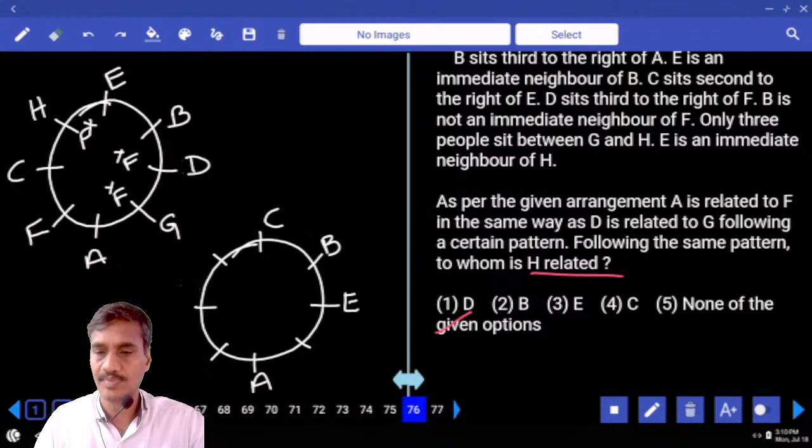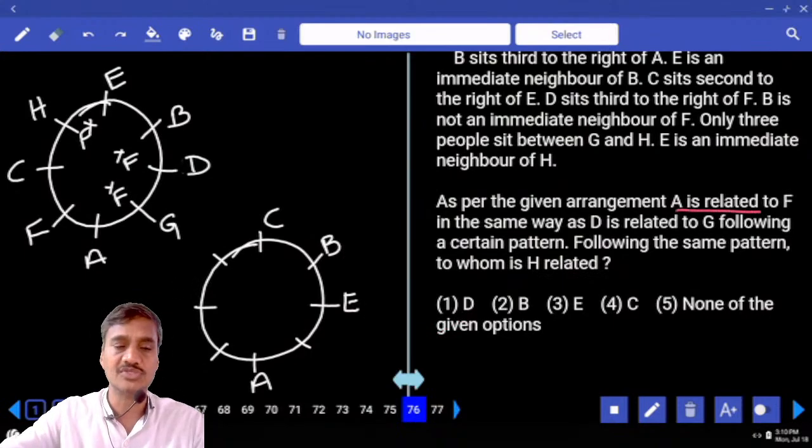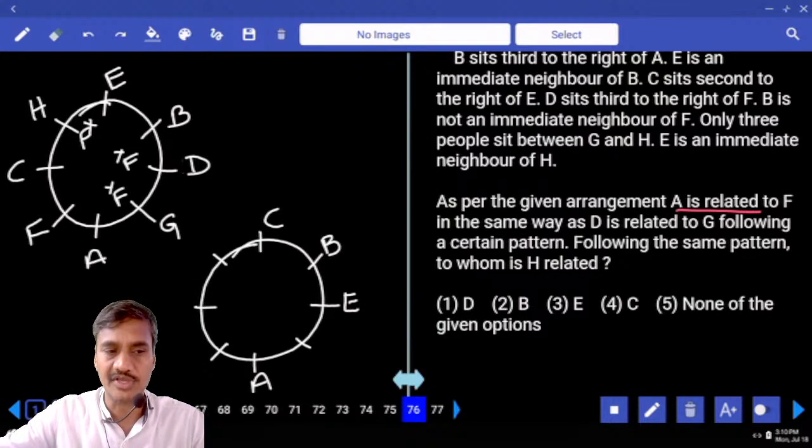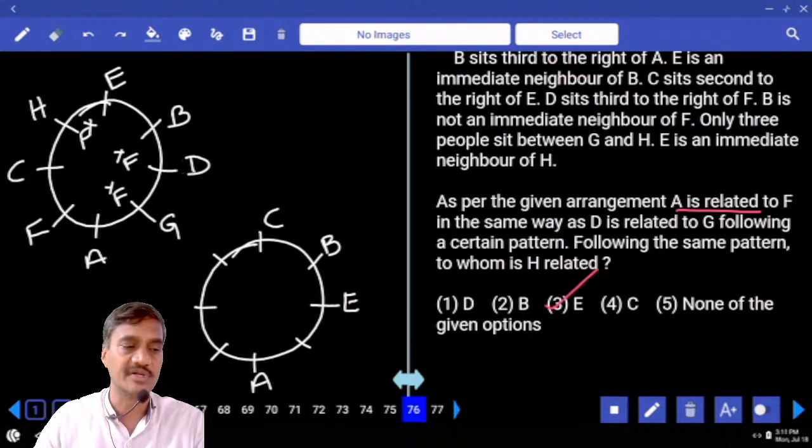And 76, as per the given arrangement, A is related to F. A is related to F means A is to the immediate right of F. And D is related to Z. D is to the immediate right of Z. Then H is to the immediate right of whom? H is to the immediate right of E, that is choice 3. Clear? The next one.